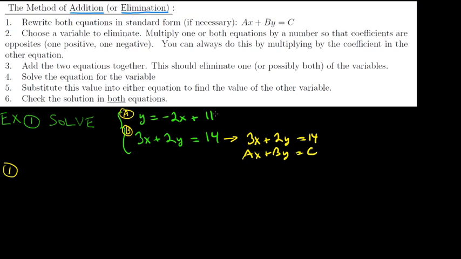However, the first equation is not in that form. The first equation is in the form y equals mx plus b, which is also an acceptable form, but not if you're solving the system using the method of addition. So the first step is, how do we rewrite this equation, y equals -2x plus 11, in the standard form, or the general form, ax plus by equals c.